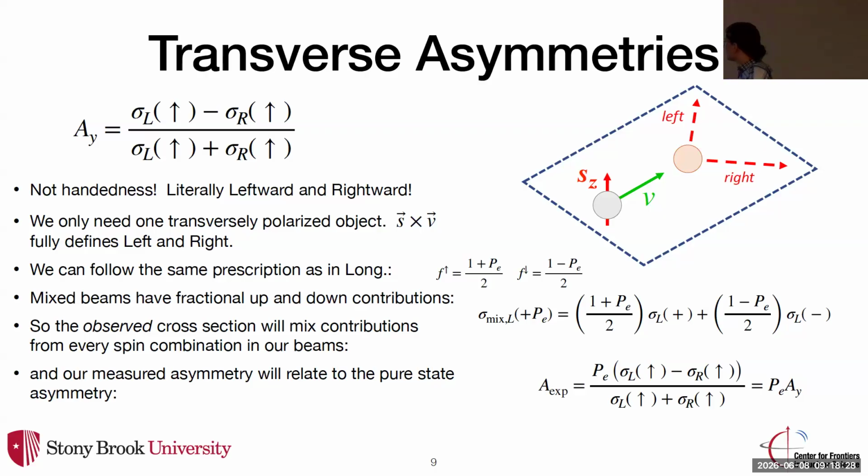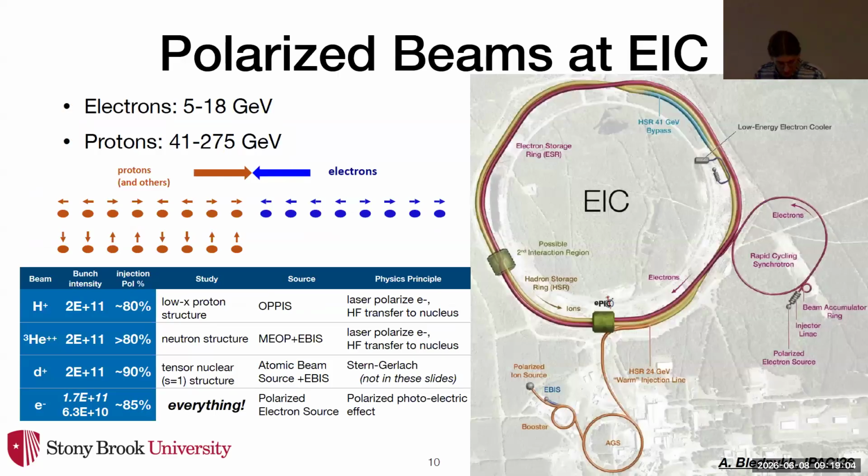And we can follow the same prescription where we talk about the fraction of the beam in each state. So this is the number that are transversely spin up in the one we're flipping and transversely spin down. We can make the mixture in the same way, and we can make our experimental measurement in the same way and relate it to the underlying A sub y, which is this physically pure version. And we're going to get the same thing, which is that our experimental measurement is just the polarization times the physics measurement that we want. Okay, that's what we want to measure.